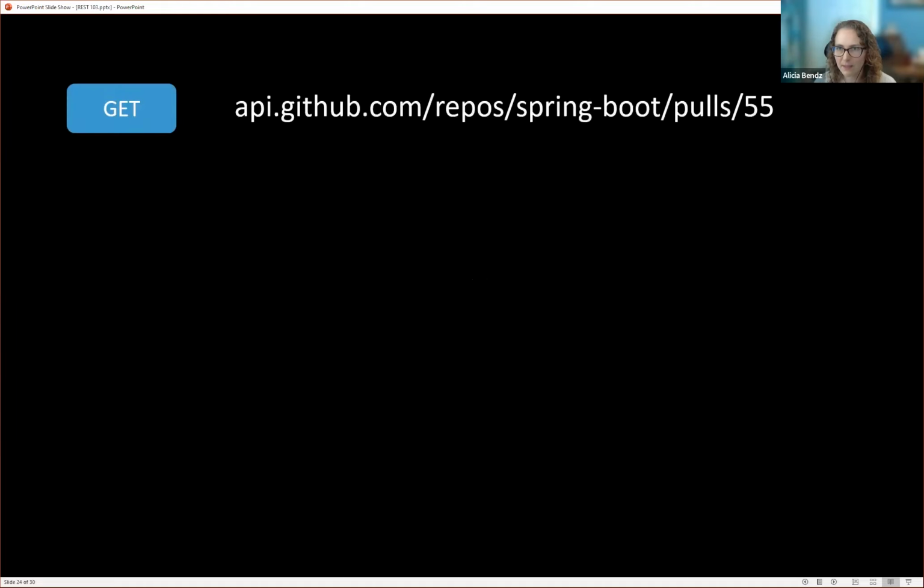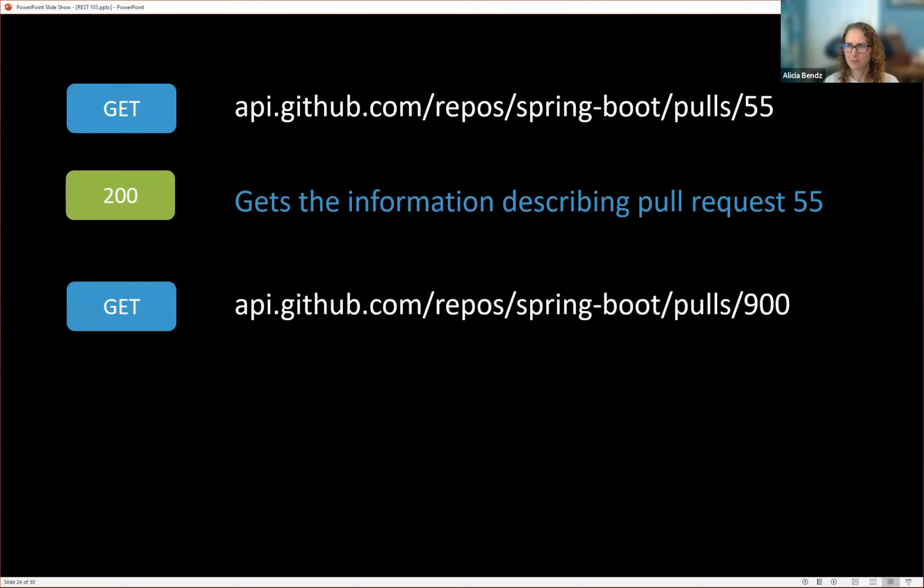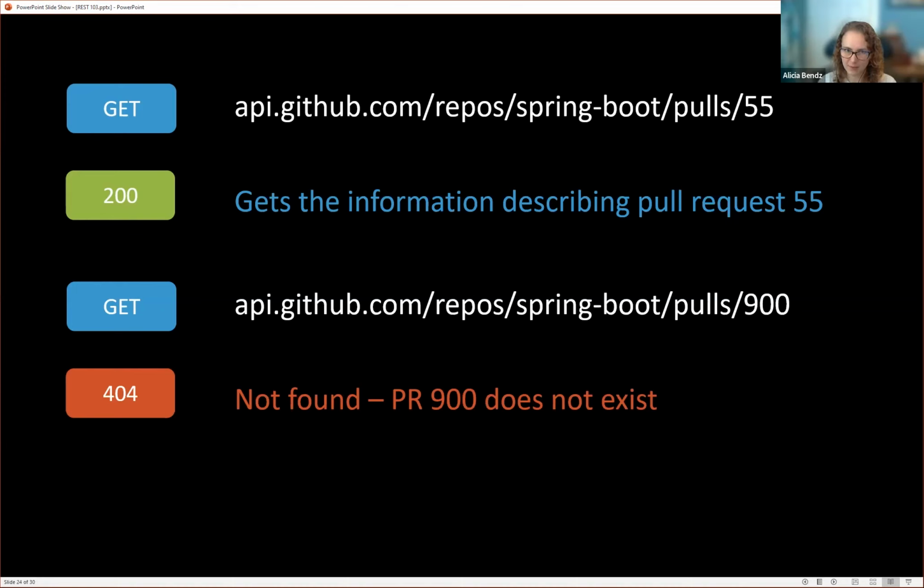So an example here would be a get on the 55th pull request in the Spring Boot repo. If this is successful, I will get a 200 OK along with the content that I wanted. However, if I want to get information about a pull request, but this pull request doesn't exist, I'm going to get a 404 not found, saying that resource wasn't found. So these are sometimes very common in REST APIs. There's really a subset of response codes I'm going to go over here, but 200 okay. You're going to be returning that whenever something's successful, with one exception, and 404 not found.